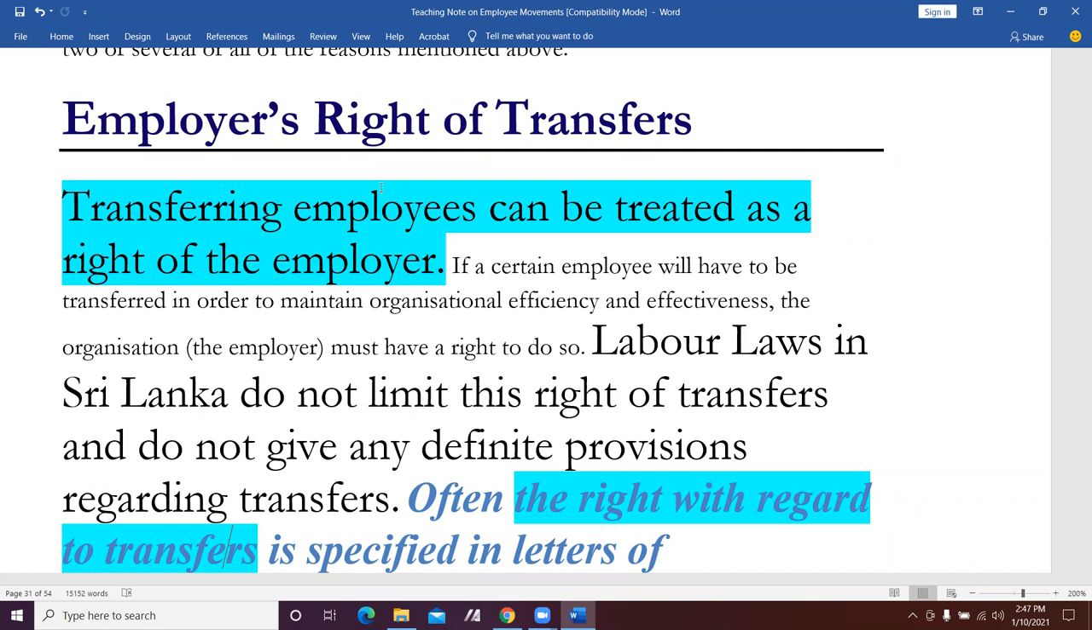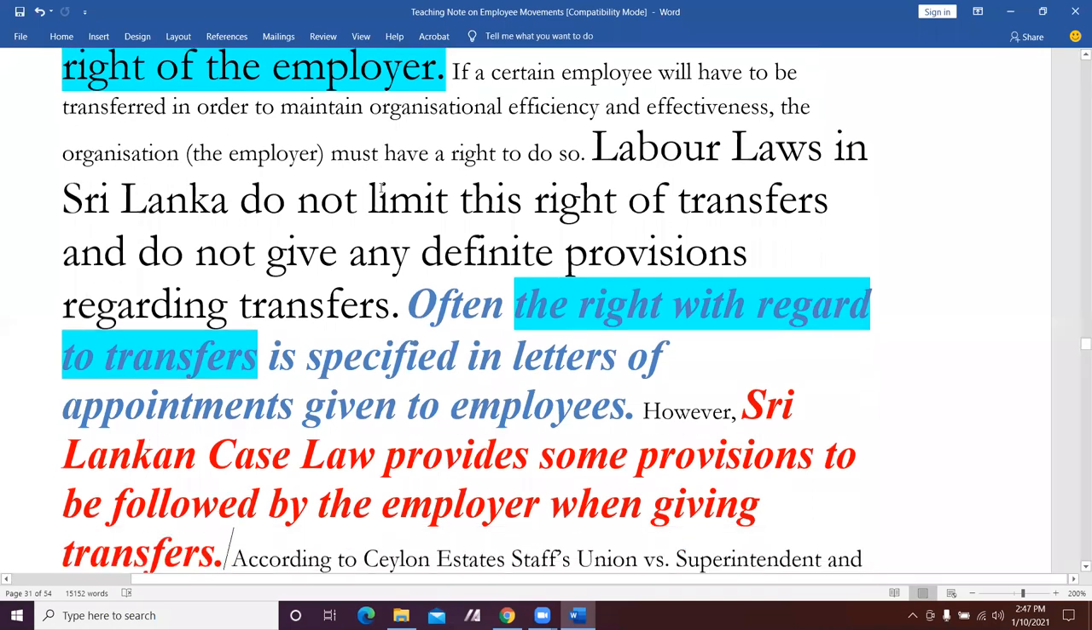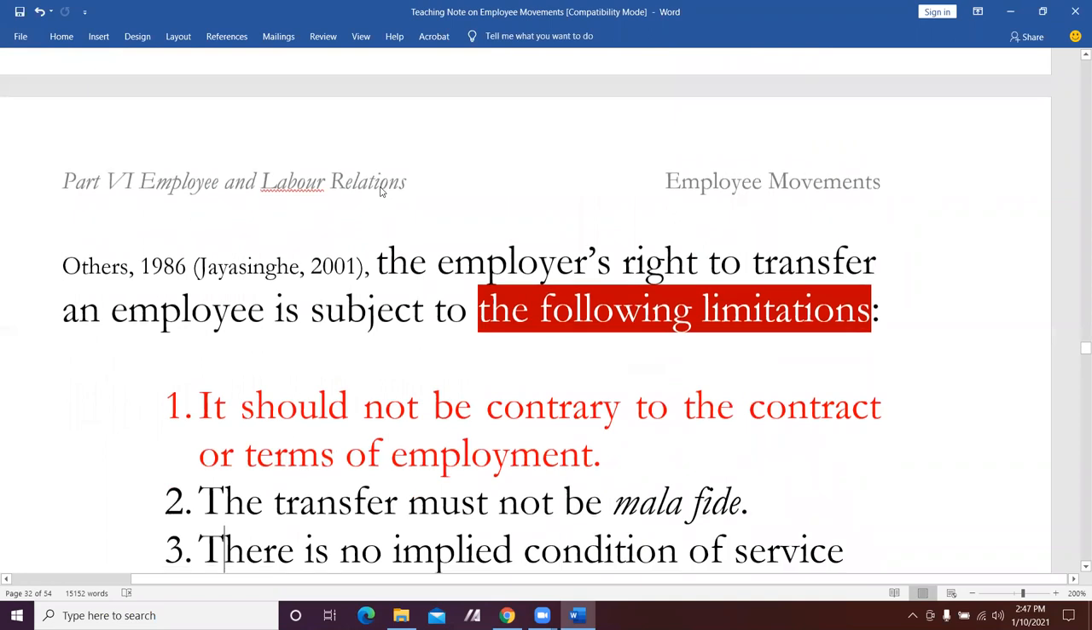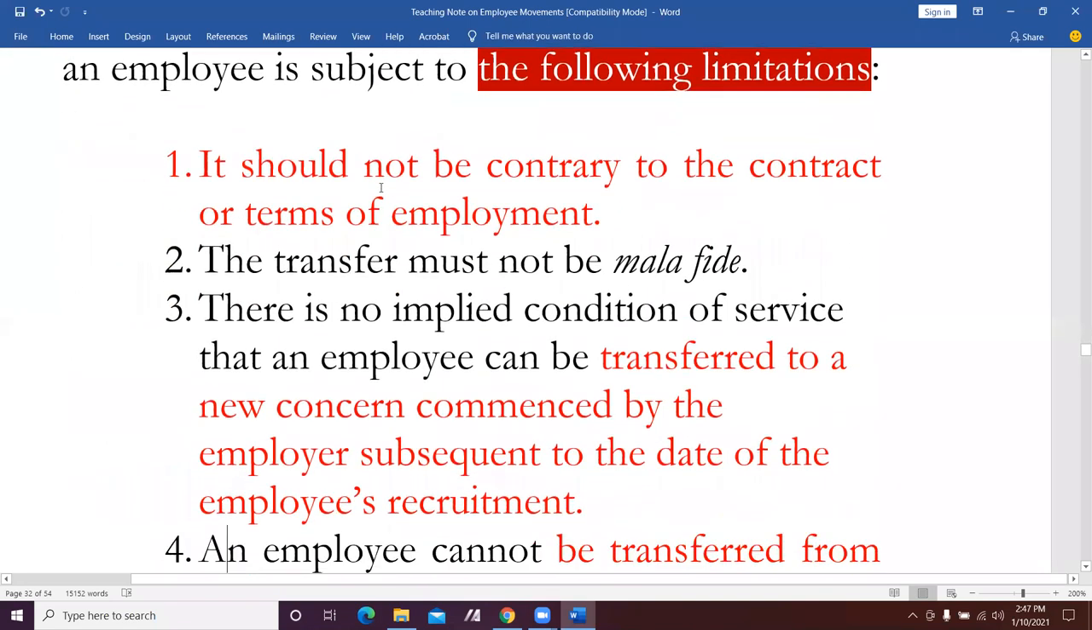So therefore there are no labor laws limiting that right. But anyway, there are case laws. Sri Lankan case law provides some provisions to be followed by the employer when giving transfers. One major one is this. The employer's right to transfer an employee is subject to the following limitations. So these are the limitations.